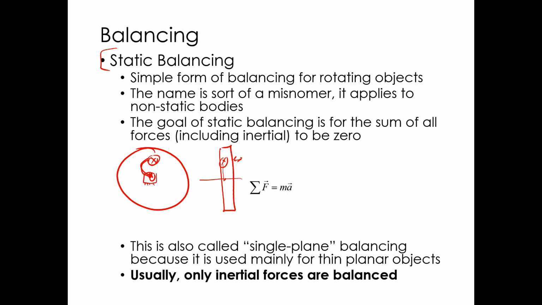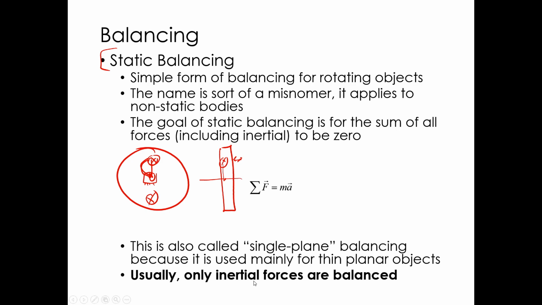So how do you move the center of mass of the body? There are a couple of different ways: you can remove material or you can add material. The easiest way, and what we'll talk about, is adding material. I need to add material 180 degrees out of phase with the imbalance to counter it, and the center of mass of the composite body, the original body plus the weight I add, will be at the point of rotation and it will be balanced. That's really all we're doing with static balance. It's pretty easy to understand, and the math ends up being pretty simple too.